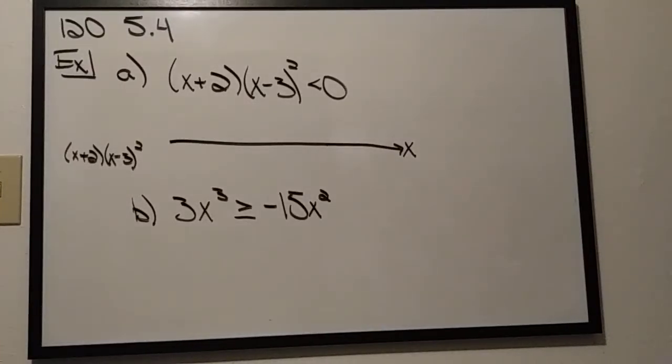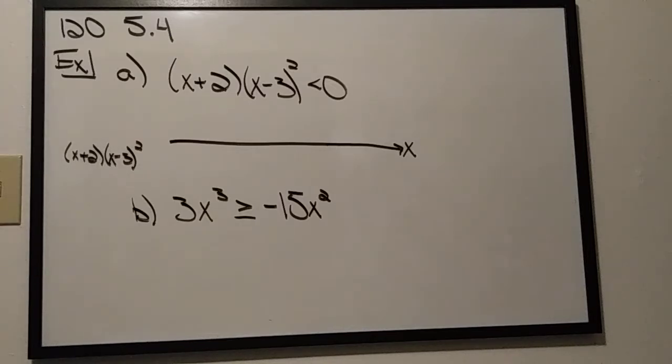Welcome to Math 120, Section 5.4. Today we're going to be talking about polynomial and rational inequalities. At the top of your handout, you're going to see that I've typed the steps we're going to be following. So at this point, you should pause the video, read through those steps, and then we'll continue in a moment.